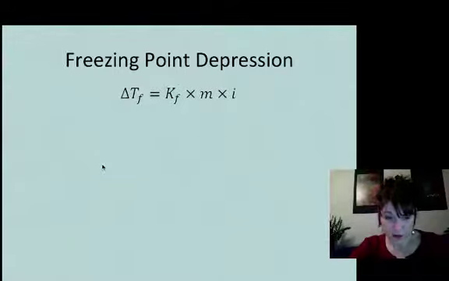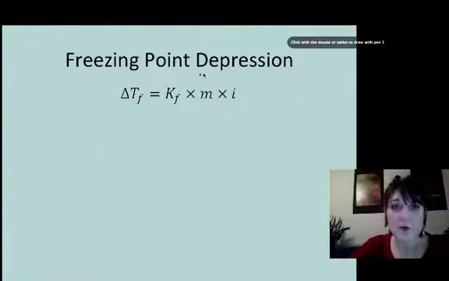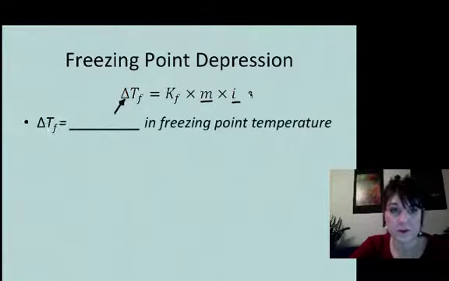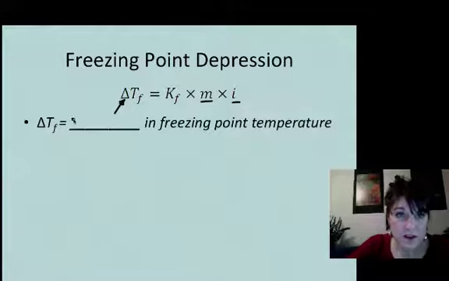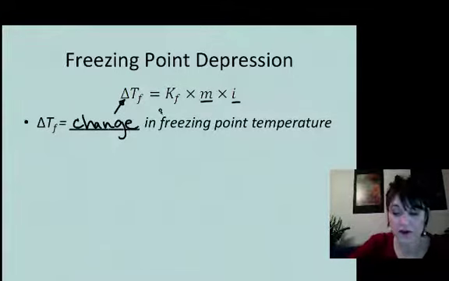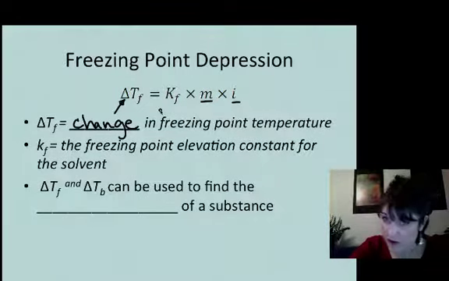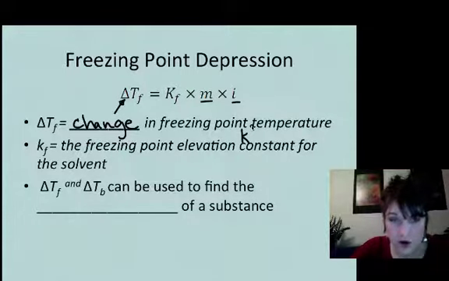Here's our equation. It looks a lot like the boiling point elevation. See, again, we have the change in temperature, not the new temperature. We have some constant, K, molality, and the van't Hoff factor. So delta T sub F, again, is the change in the freezing point temperature. And then K is for constant, because constant starts with K, right? At least it does in German.